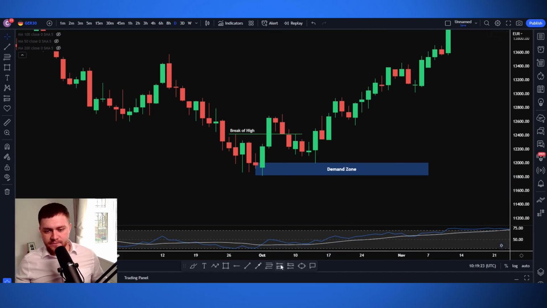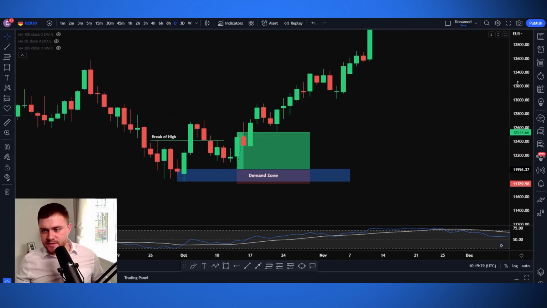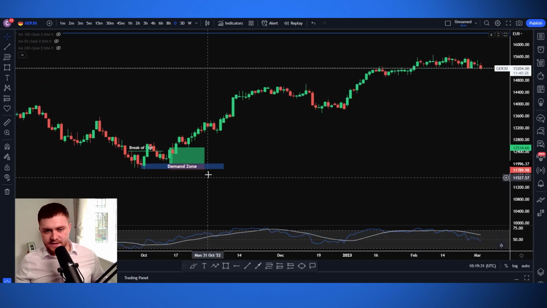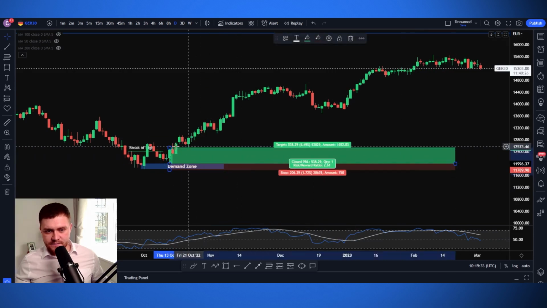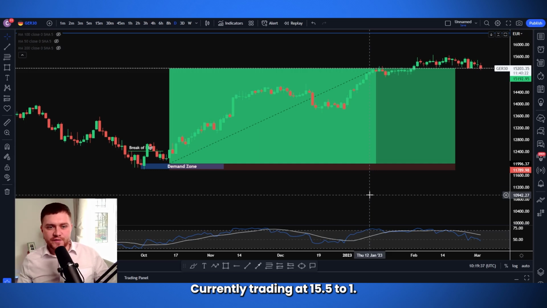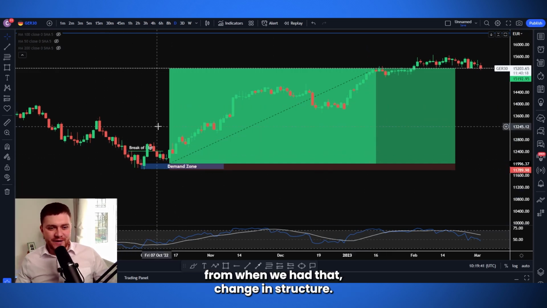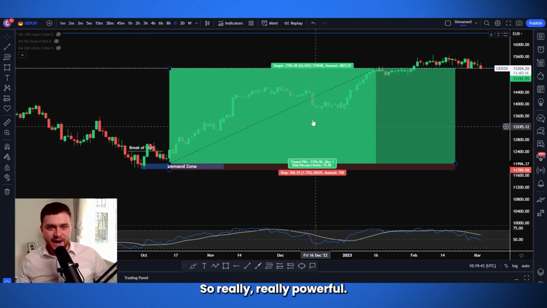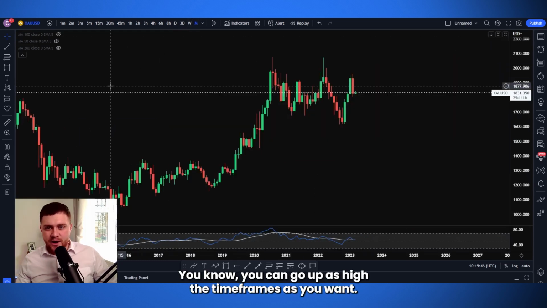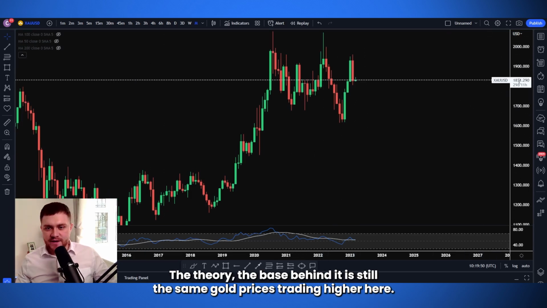What happened here? Potential to go long at the entry of that demand zone. Look at this. Currently trading at 15.5 to 1, just from that initial breakout, from when we had that change in structure. So really, really powerful. You can go up as high the time frames as you want. The theory, the base behind it is still the same.